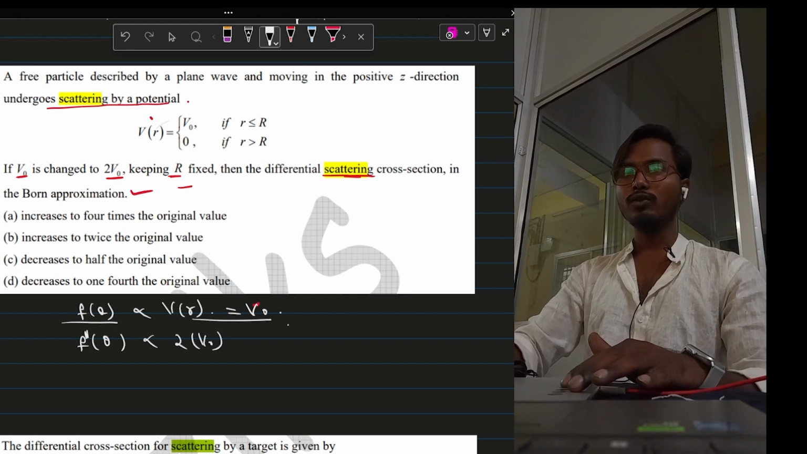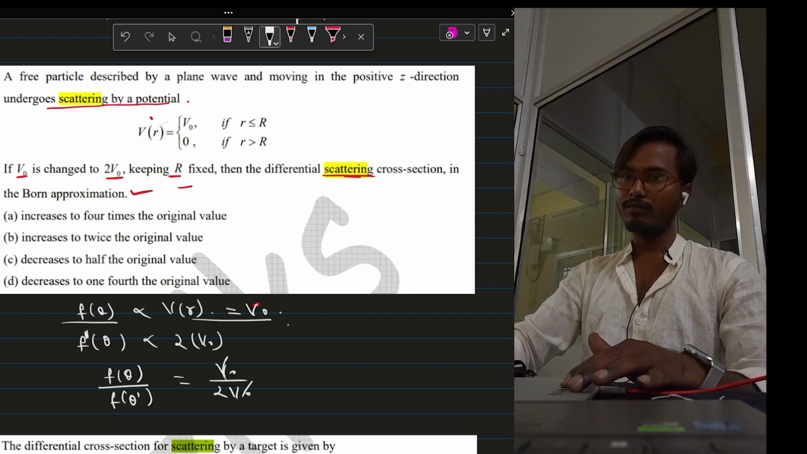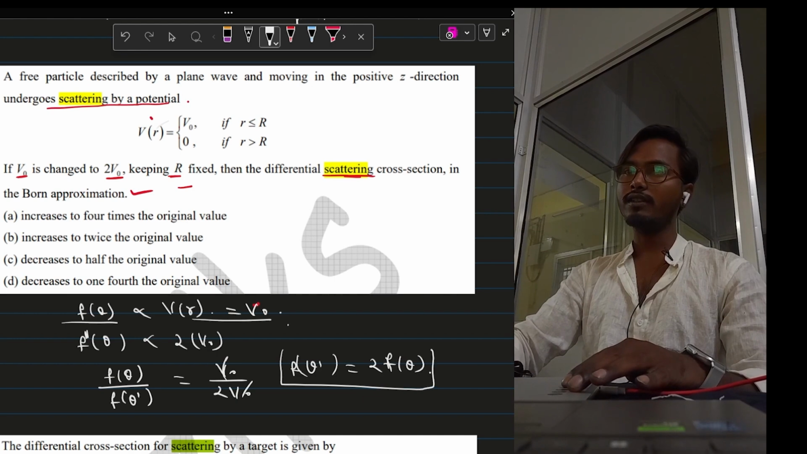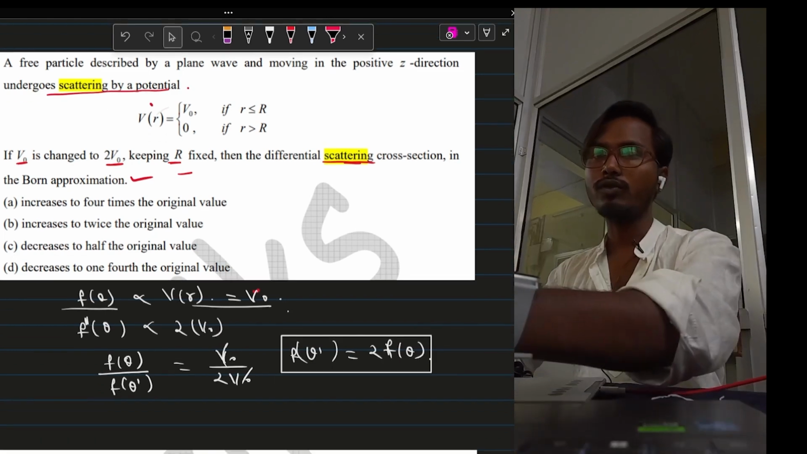So what will this f of theta be? f of theta dash equals 2V naught divided by V naught times f of theta. Simply, we can say that this new f of theta is 2 times f of theta. This is the relation we get from solving this.